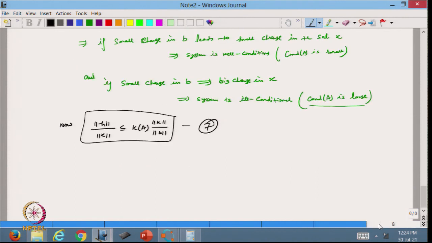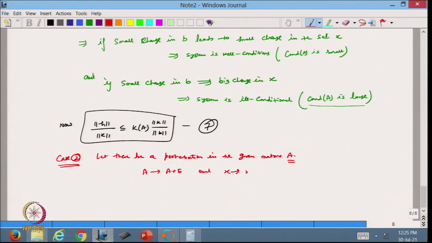Now, I am defining case 2. Let there be a perturbation in the given matrix A. Suppose my matrix A changed to A plus E, a small perturbation, and my X changes to X plus H. Now I can write (A plus E)(X plus H), and that is equal to my B. Let us call it equation number 8.